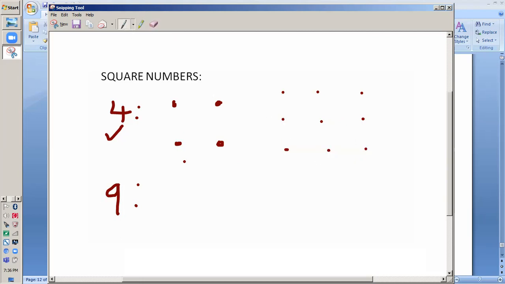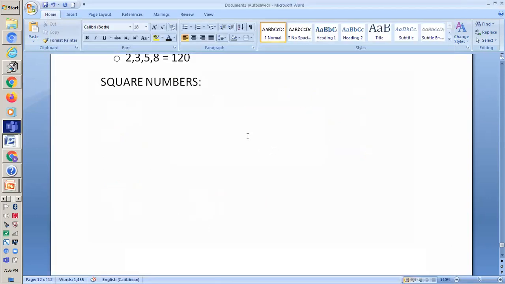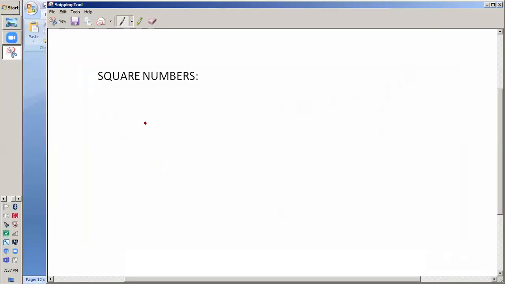All right, is 3 a square number? Can you form a square with 3 dots? No. All right. So that's what square numbers are. Okay, class? Another way of determining what square numbers are is to find the square root of that number. You guys know what the symbol means? It's called the square root.